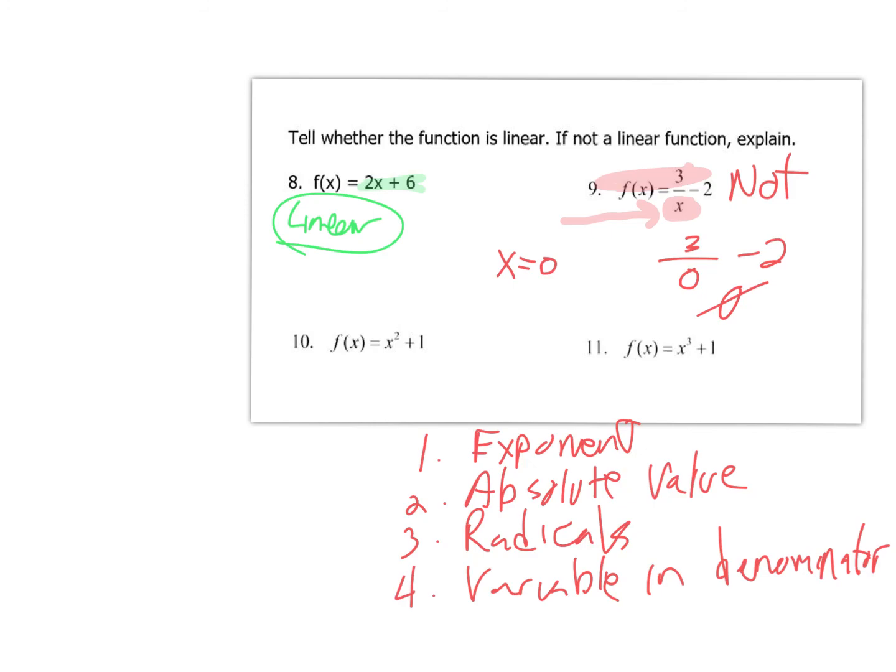Now moving on to the next one. Okay. So, do we have exponent? And yes, I do. So this is not a linear function. Next one. Do I have exponent? Yes, I do. So not a linear function. So the only linear function we had was the first one. All right, so let's move on.